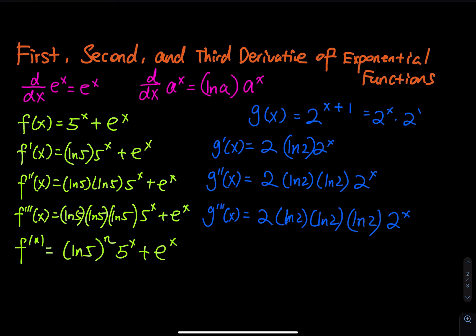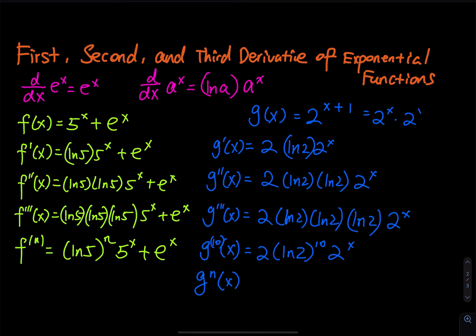All right, so how about the nth derivative? If you reach the 10th derivative, you put the 10 in parentheses. So that is 2, and then ln 2 raised to the 10th power, and then 2 to the x, right? When you reach the nth derivative, this is 2 times ln 2 to the nth power, and then 2 to the x. All right, fast, quick, and simple.